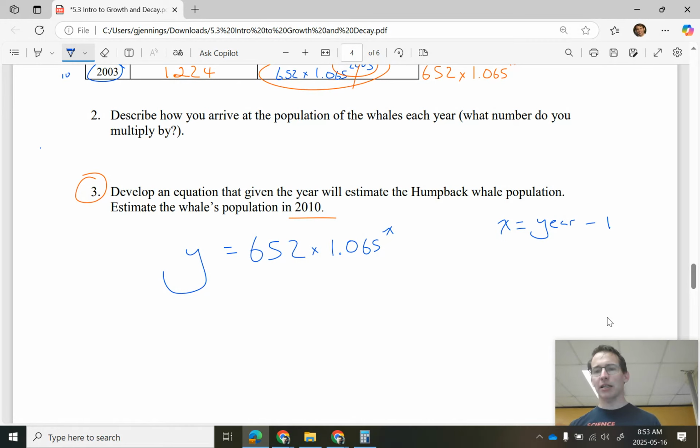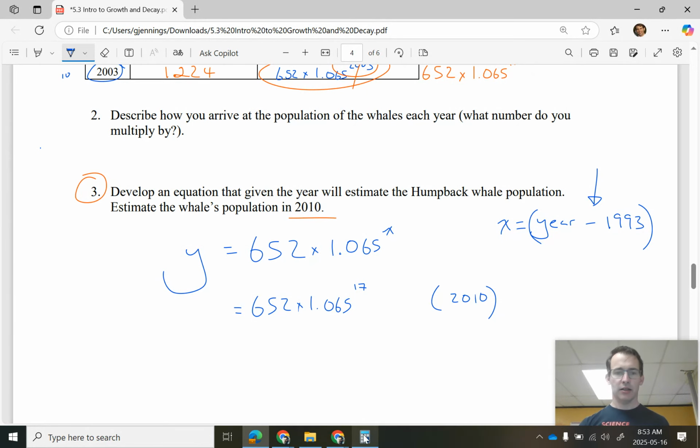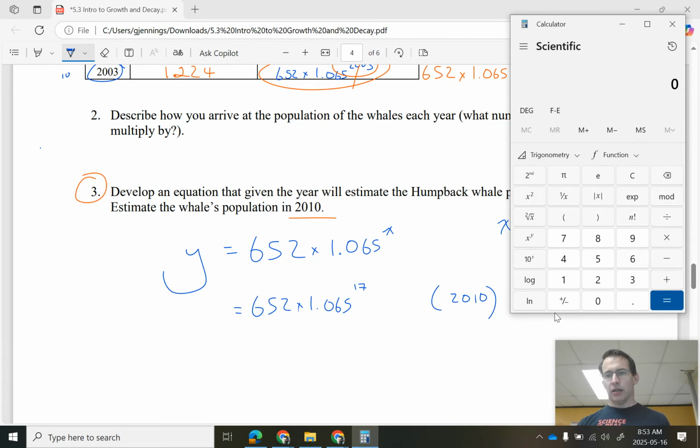Here's our function that relates the year number to values of x. You see how that little function is going to work? So now we can feed years to this function and get it. So that's going to be 17, right? 652 times 1.065 to the 17. This is for year 2010. There we go. 1901.9.